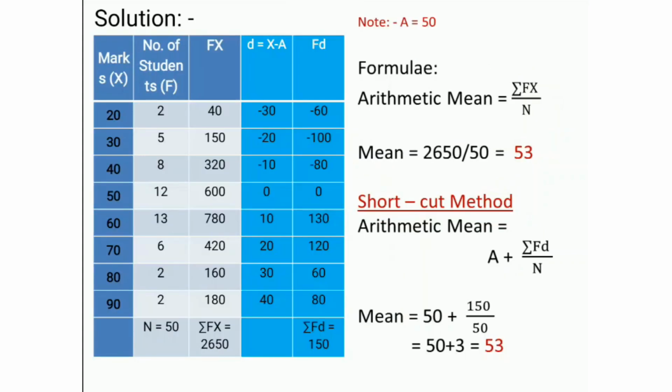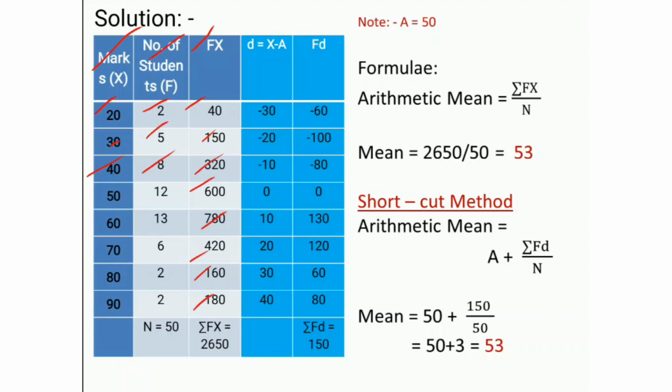So the solution table has marks in the first column, and the number of students, the frequency, in the second column. After this, one more column is extended that is required for the solution, the fx column. fx is the multiplication of frequency and x. So the first value is 20 into 2, you will get 40. 30 into 5, you will get 150. 40 into 8, you will get 320. Similarly, you will get all the values.